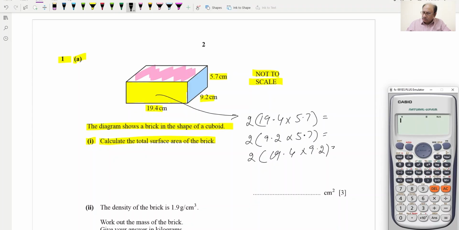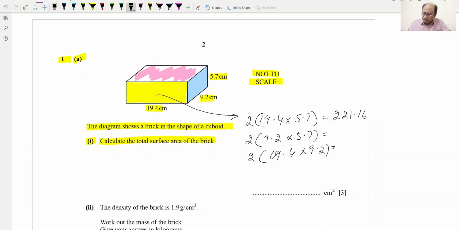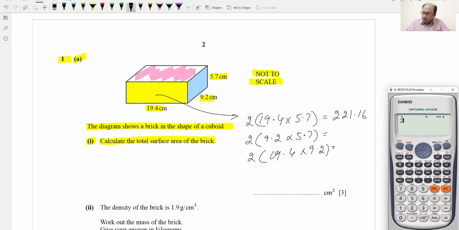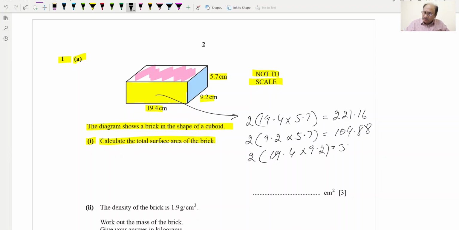So on the calculator, 2 into 19.4 multiply by 5.7, and this results in 221.16. The second value will be 2 into 9.2 multiply by 5.7, and this results in 104.88. The third value is 2 in brackets 19.4 multiply by 9.2, and this results in 356.96. Now we have to add all these numbers.